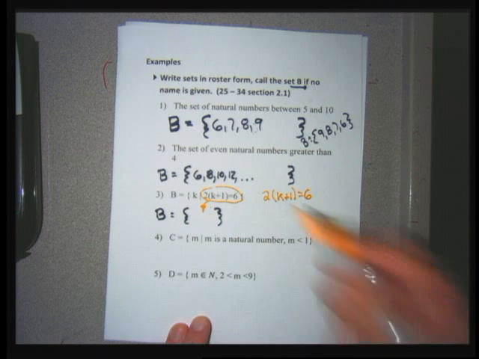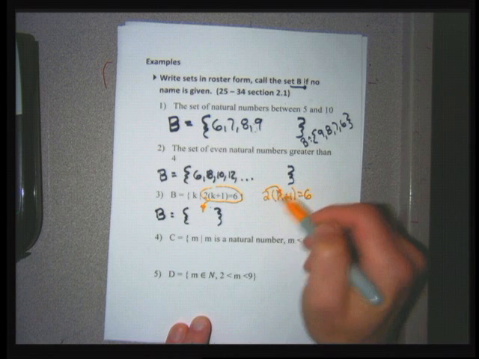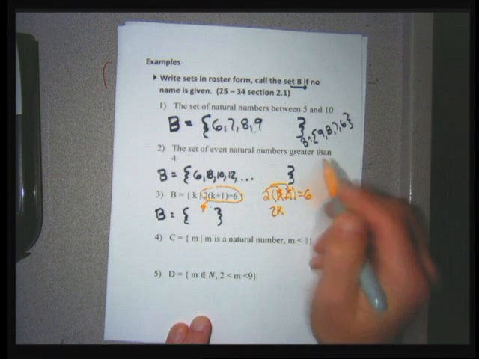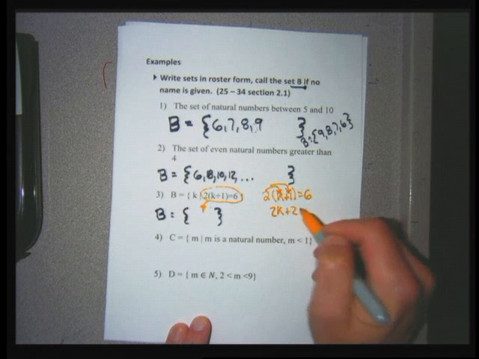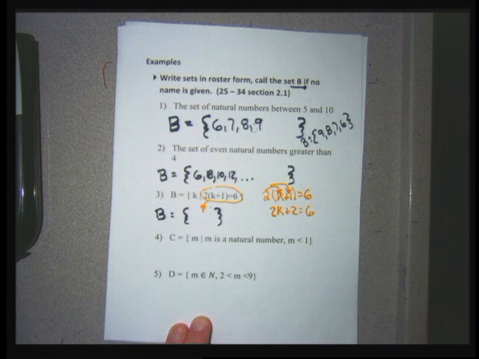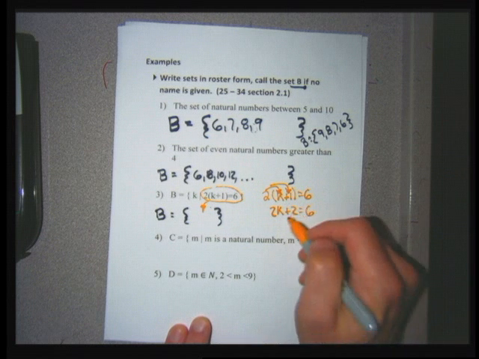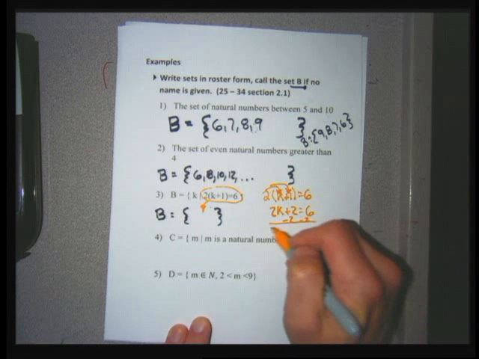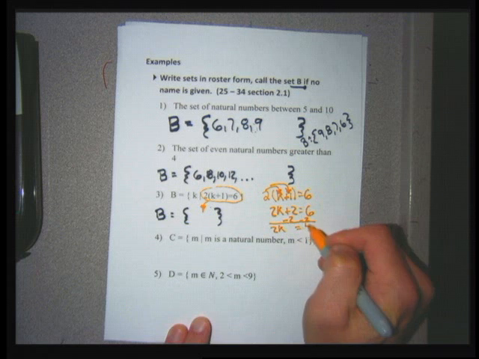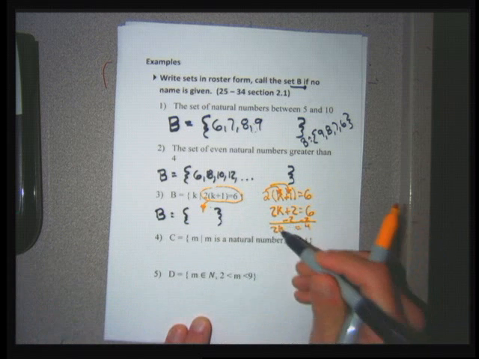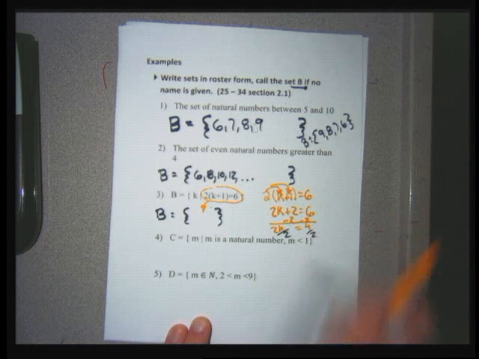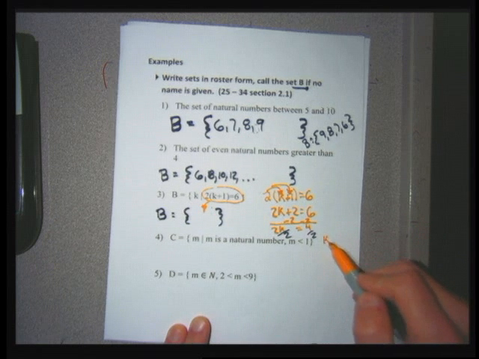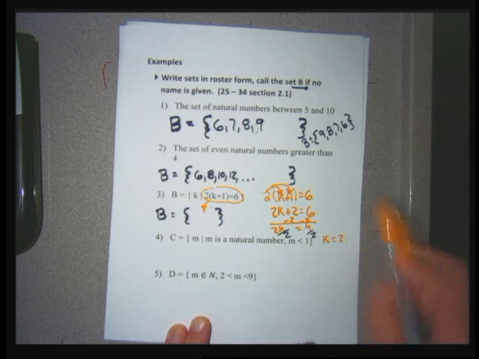I'm going to solve this by clearing the parentheses. I'm going to multiply 2 times K and get 2K. I'm going to multiply 2 times positive 1 and get positive 2. So that gives me 2K plus 2 equal to 6. I'm going to subtract 2 from both sides. When I do that, that gives me 2K equals 4. And then I'll divide both sides by 2. On the left side, when I divide by 2, the 2's cancel, I'm left with the K. On the right side, 4 divided by 2 is 2.